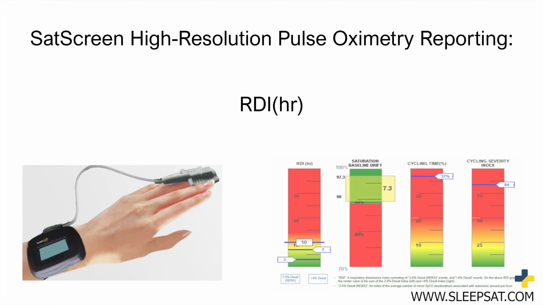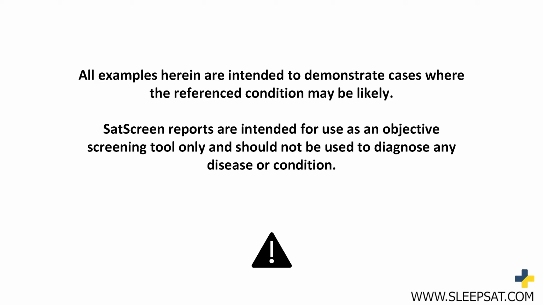In this video, we will be reviewing the RDI graph found in the pattern-based reporting section on the first page of the SatScreen report. Before we get started, all examples herein are intended to demonstrate cases where the reference condition may be likely. SatScreen reports are intended for use as an objective screening tool only and should not be used to diagnose any disease or condition.